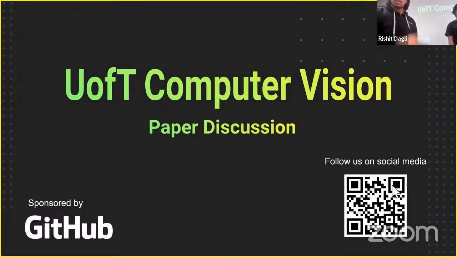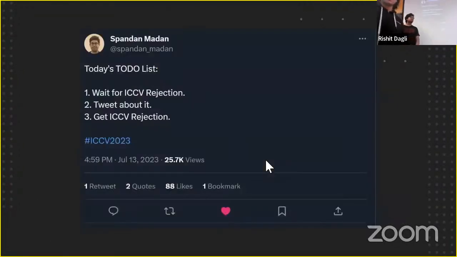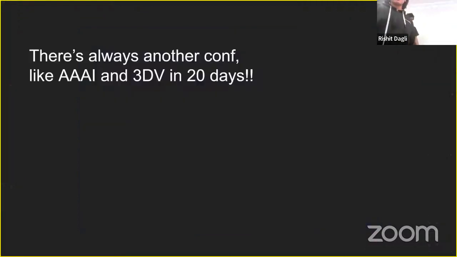So that was the idea behind starting the special interest group, and there's a lot of pressure right now on computer vision researchers. My last few days were doing this. I was waiting for ICCV rejection, and then I tweeted about it, and then I actually got an ICCV rejection. But I guess there's always another conference. So just had to remember for all researchers, triple AI is in 20 days. So just thought to have something informal to cool everyone down until triple AI or 3DV if you are submitting to that.